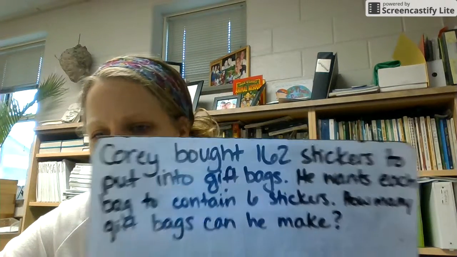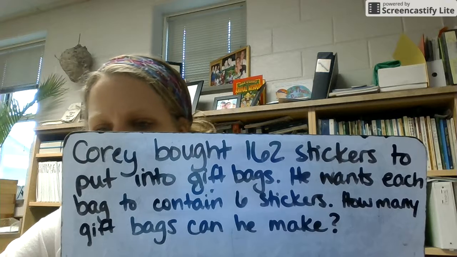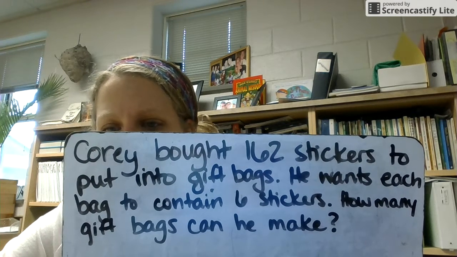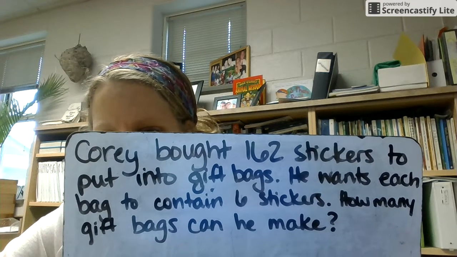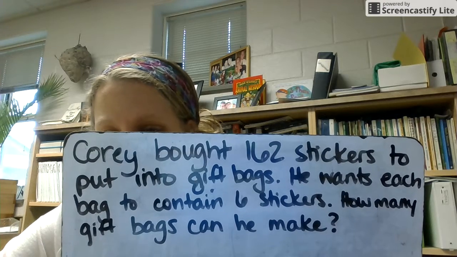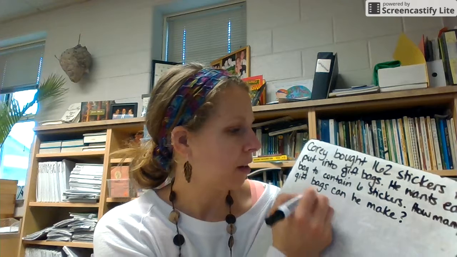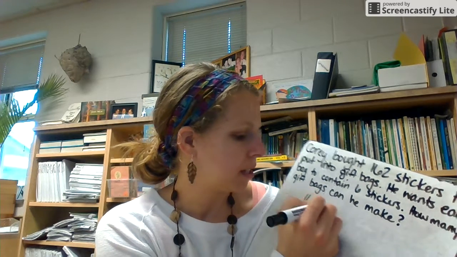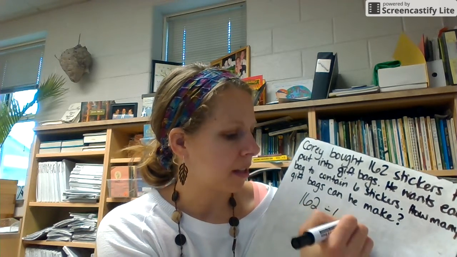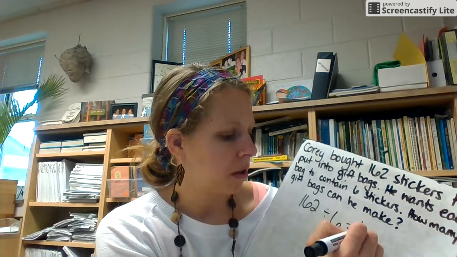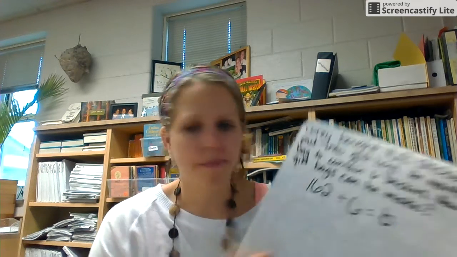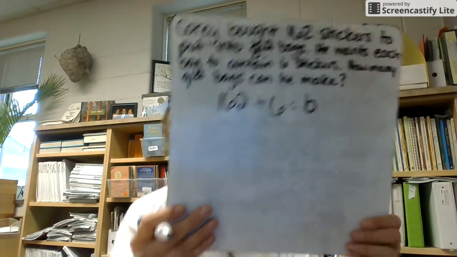Let's try another one. Okay, so question number 2. Corey bought 162 stickers to put into gift bags. He wants each bag to contain 6 stickers. How many gift bags can he make? We're going to make a number model here. 162 divided by 6 equals, I guess it would be bags, right? That's what we're looking for is bags.